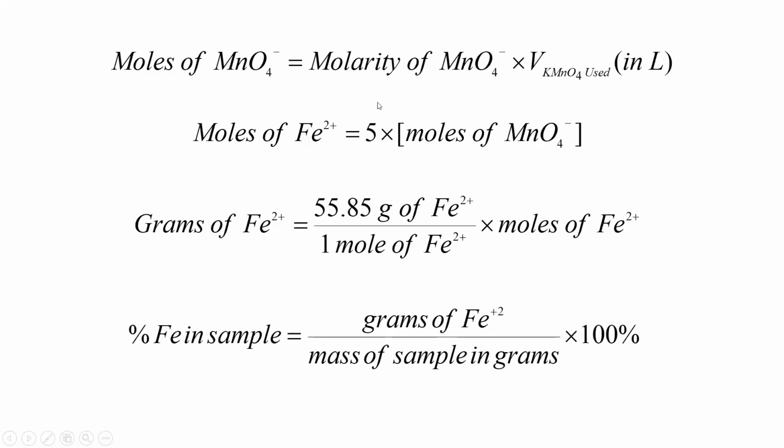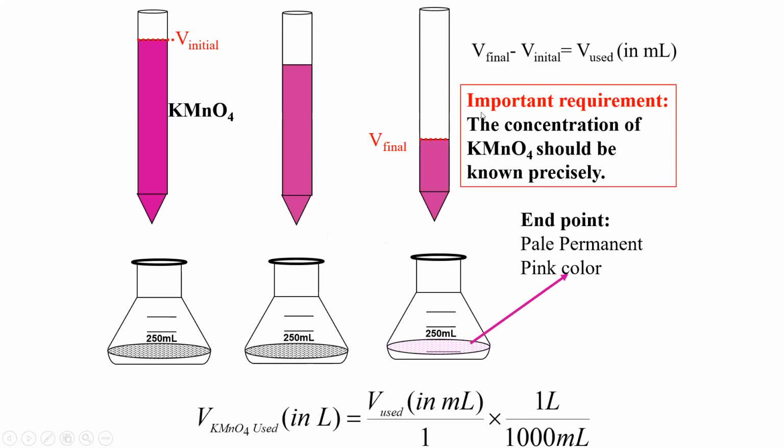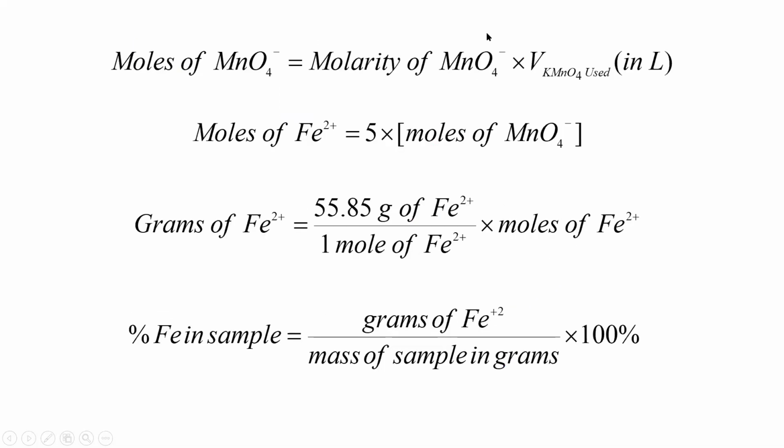And once you know the volume of your KMnO4, you can always calculate the moles. So the number of moles of your KMnO4 will be the molarity of the KMnO4 multiplied by the volume. Remember that the volume is known by subtracting your initial volume from your final volume. And once you get the volume and you know the molarity of the KMnO4 you have prepared, you can get the number of moles of your KMnO4.